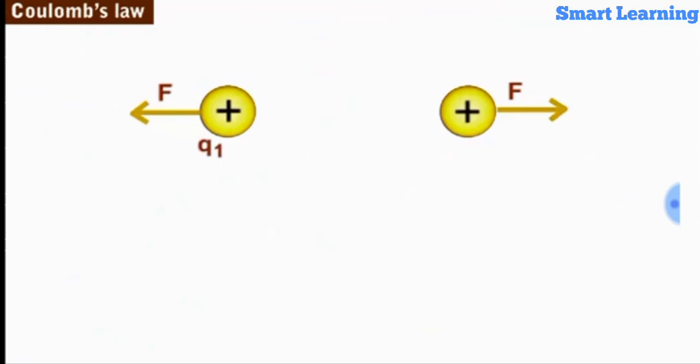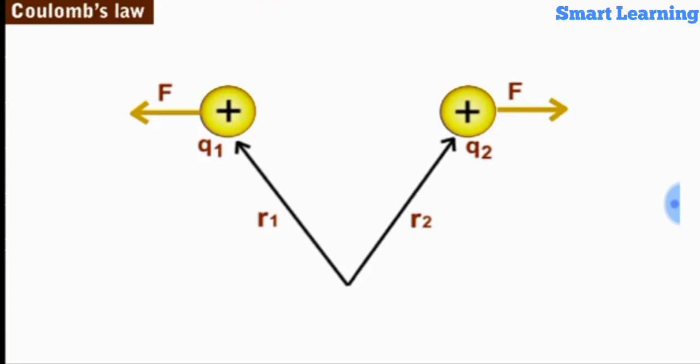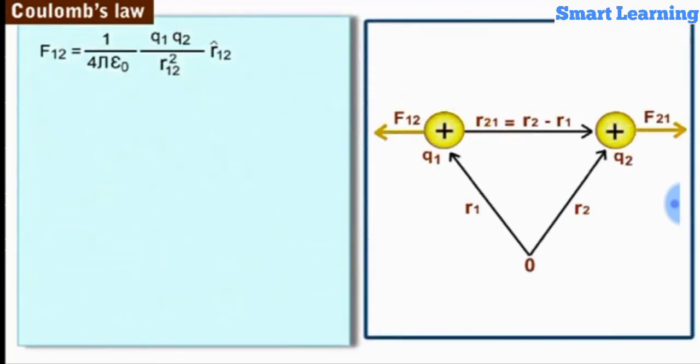Let the charges Q1 and Q2 be at positions specified by the position vectors r1 and r2 with respect to the origin O. The vector r21 is equal to r2 minus r1 and joins Q1 and Q2. The force on Q1 due to Q2 is F12. The force on Q2 due to Q1 is F21. In vector form, we can express Coulomb's law as shown here.